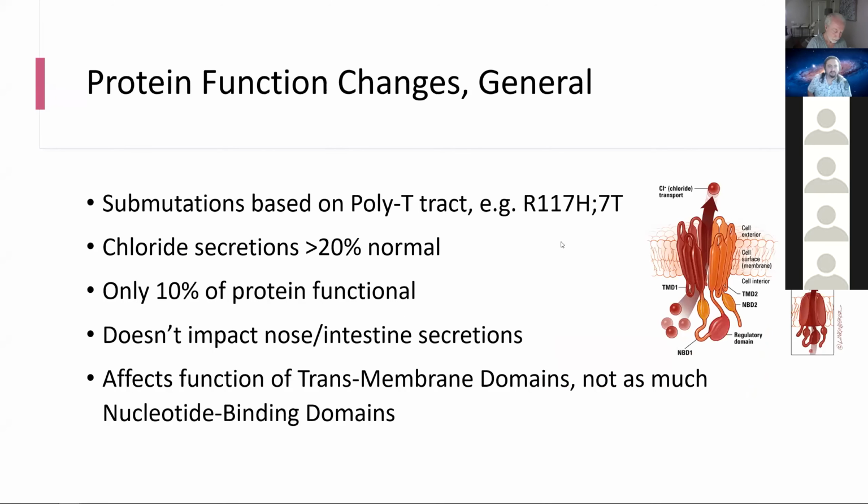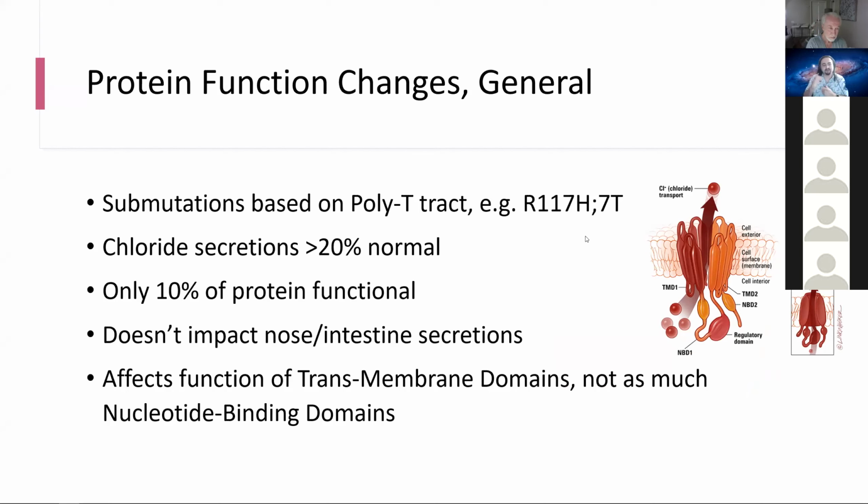Okay, awesome. Thanks so much. So first off, we can move into some of the function changes of the protein. First, we need to say that there are submutations of R117H. They are based off of the poly-T tract, which is known as the polypyrimidine tract. It's used to anchor spliceosomes. There are 3 different subtypes, 5T, 7T, and 9T. The 9T variation is not known to cause cystic fibrosis almost ever. So we have excluded that, but just know that it does exist.